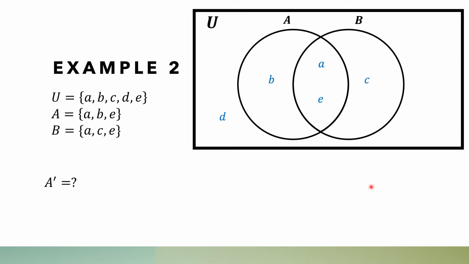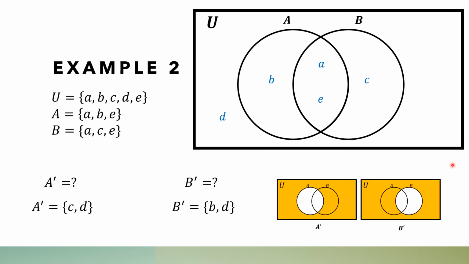Now, we want to find A complement. Look at your set A and remove it, and what is remaining should be the value of the complement. So the complement is C and D. Now, let's have another one: B complement. Look at the set B and remove all the elements of set B, and what's left is the complement. So we have B and D. In the visualization, you can look at this for set A prime and then B prime.